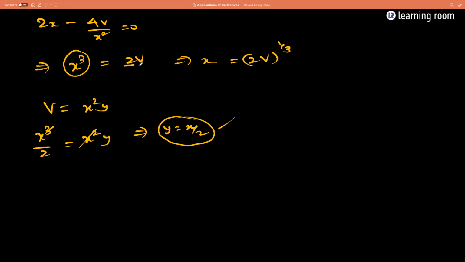x cube divided by 2 is equal to v. So x cube by 2 is equal to x square y. Cancel x square and x cube once. So y will be equal to x by 2. That's the answer. Clear with this? Okay.